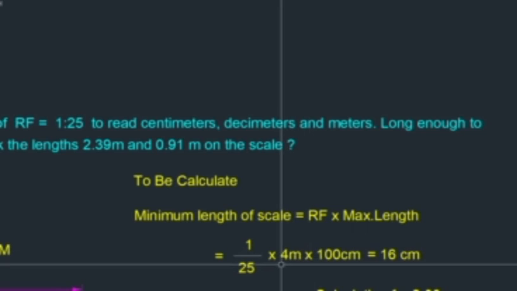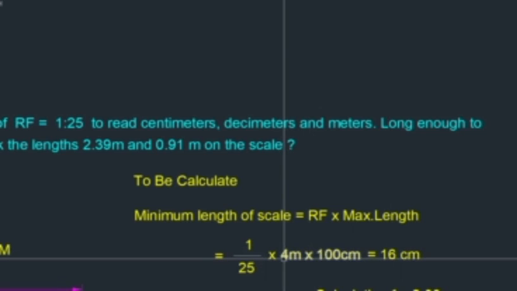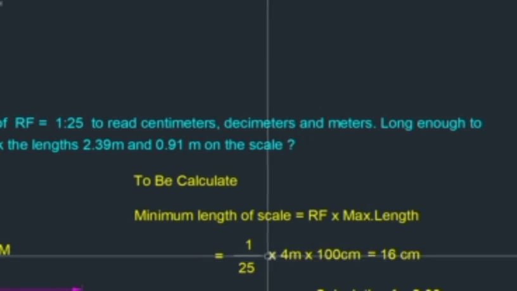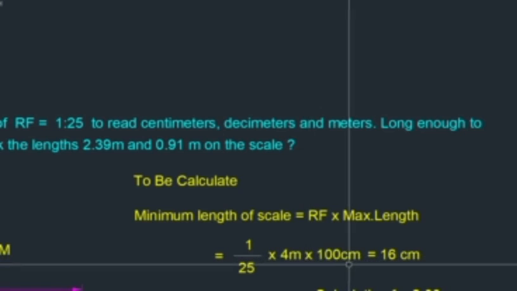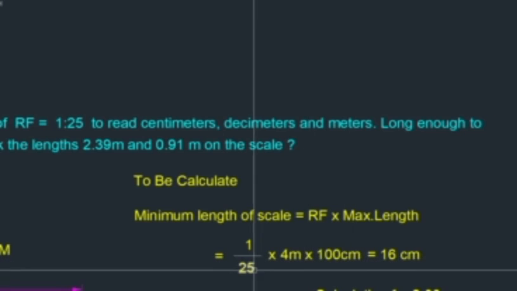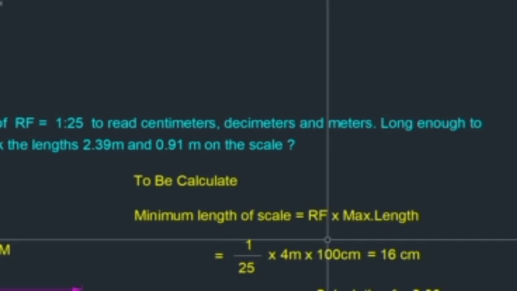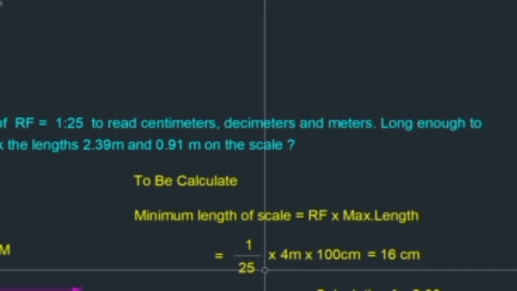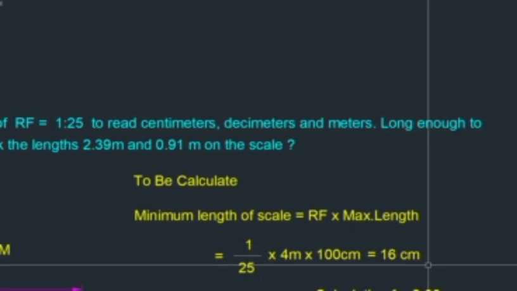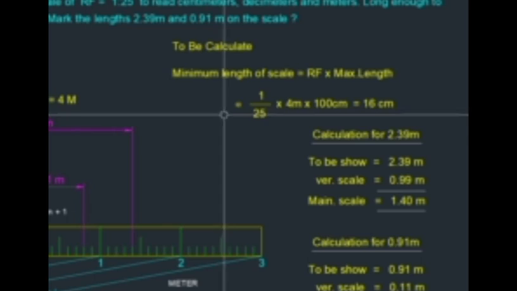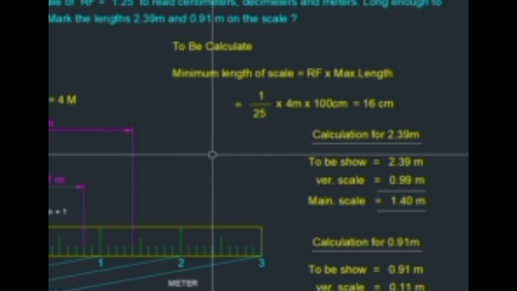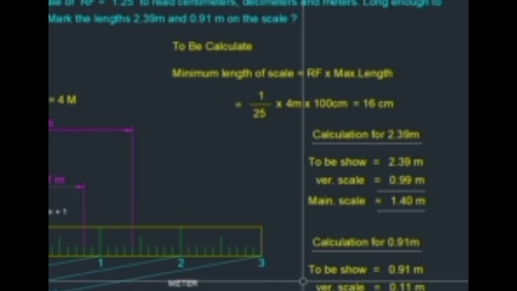Since it is in meter, we need centimeter. 1 meter equals 100 centimeter. So 1 by 25 multiplied by 4 meter multiplied by 100 centimeter. This 25 and 400 cancel, you will get 4 here. So 4 multiplied by 4, you will get 16 centimeter. This is the drawing you have to draw, and on the side you make all the calculations.